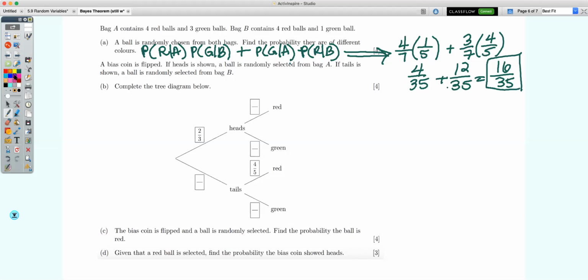Let's incorporate some other probability problems in there. Now it says a biased coin is flipped. If heads is shown, a ball is randomly selected from bag A. If tails is shown, then the ball is randomly selected from bag B. We have to complete the tree diagram, and we already know that the branches of a tree diagram have to add up to equal 1. So the probability of it being tails is going to be what?